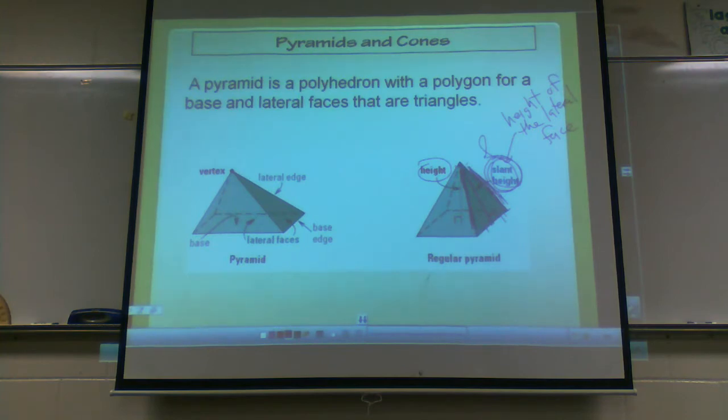Right? Otherwise, everything's kind of labeled the same as yesterday. You got bases, you got base edges, you got lateral parts, so on. Lateral still means, guys, when they bring up lateral, it's just not the base. Lateral area would be the area of it minus the base. Okay?